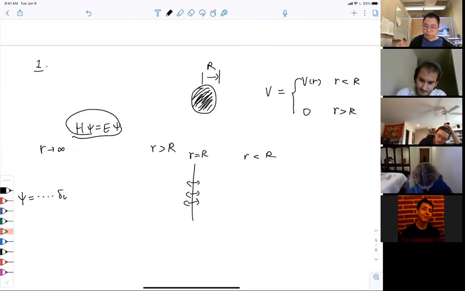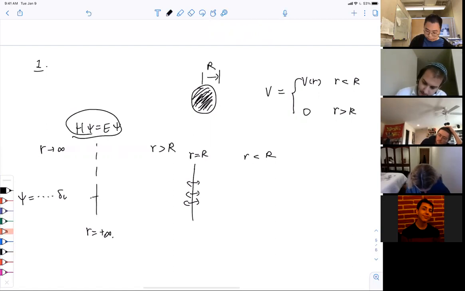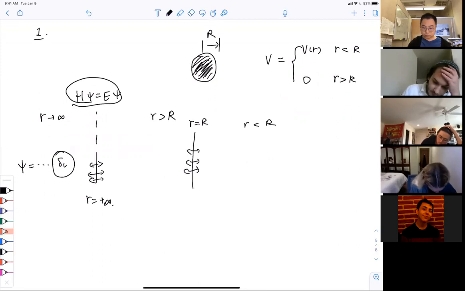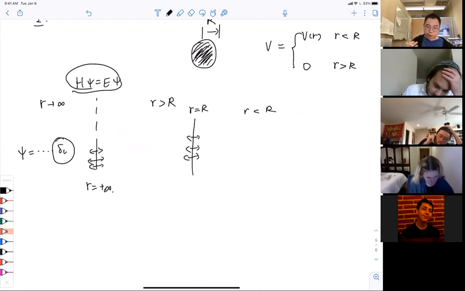So basically there are two places where we need to match the boundary condition. One is at r equal to capital R. Another place is r equal to infinity. By matching those two boundary conditions, we can obtain delta L. Okay, so let's go one step further.